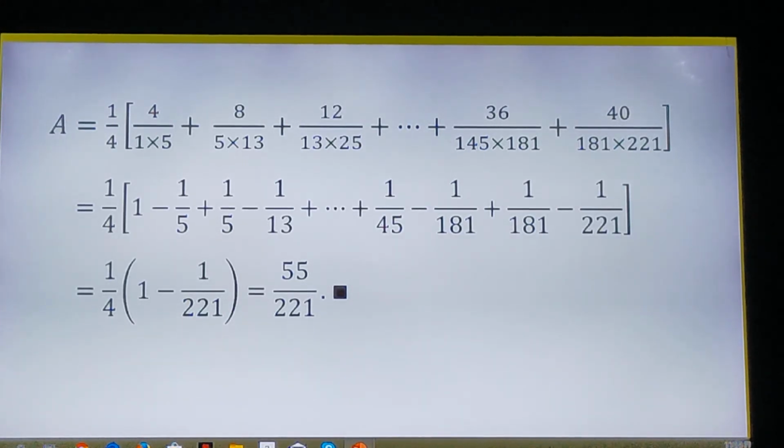So therefore the final answer is 55 over 221.